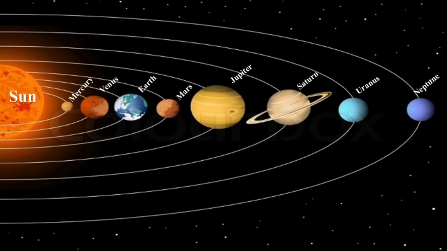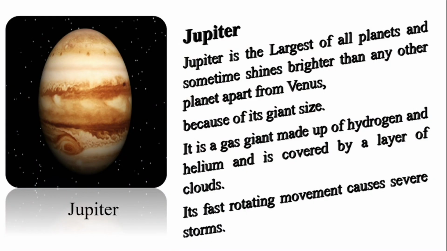Now we are moving to the fifth planet, Jupiter. Jupiter is the largest of all planets and sometimes shines brighter than any other planet apart from Venus because of its gigantic size. It is a gas giant made up of hydrogen and helium and is covered by a layer of clouds. Its fast rotating movement causes severe storms.